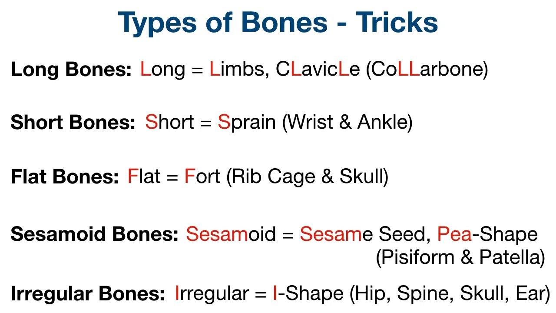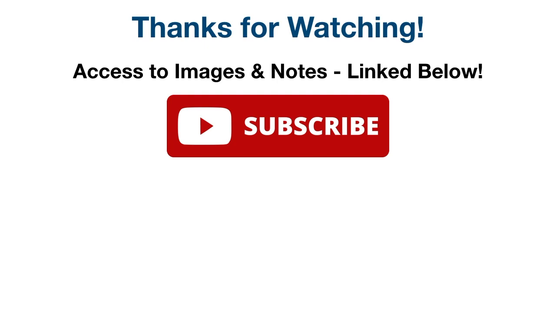For flat bones, remember fort, and forts help protect things. This will help you remember the sternum, rib cage, scapula, and part of the skull are made up of flat bones that protect vital organs like the heart, lungs, and brain. For sesamoid bones, remember sesame seed-shaped or P-shaped. This will help you remember pisiform and patella. Finally, for irregular bones, remember how they collectively form the shape of an I. This will help you remember the overall location of the irregular bones, including the hip bones, vertebrae, part of the skull, and ears. Hopefully this helped you better understand the different types of bones.